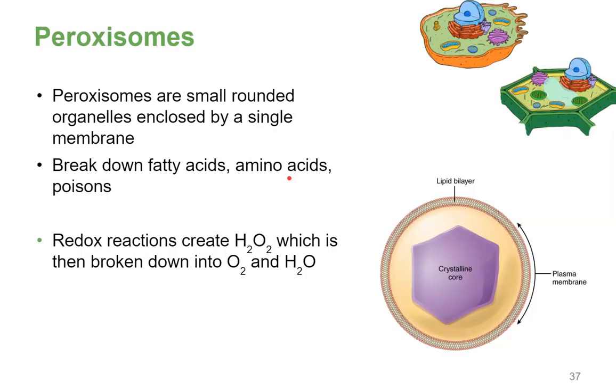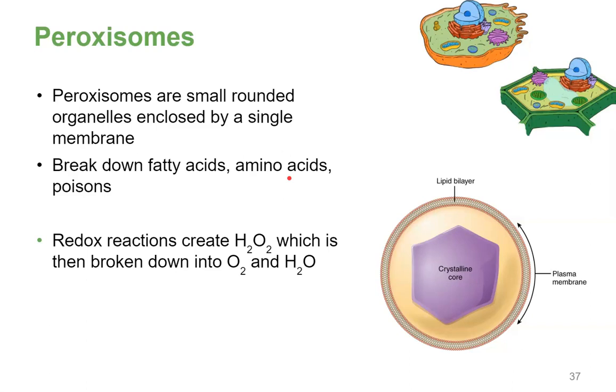Okay, so peroxisomes are actually found, there's some new research out that peroxisomes are in plant cells, not in quite as high abundance as animal cells, but mostly found in animal cells, okay? Peroxisomes are small, round organelles. They have a single membrane, and their major job is to break down fatty acids, amino acids, and poisons. So one poison that you might consume is alcohol. So yes, alcohol is a poison for your body.